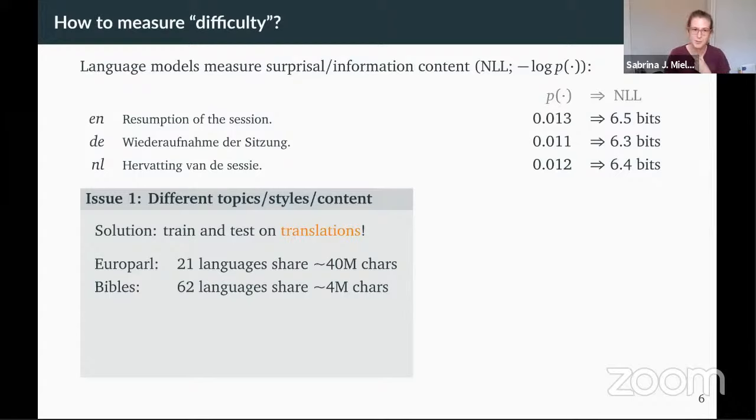Just as a fun note, if you work with Europarl, you probably have seen this sentence quite a lot. It's everywhere. Classic. Yeah, exactly.